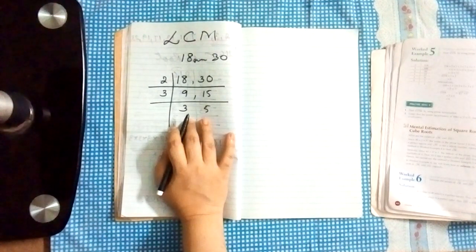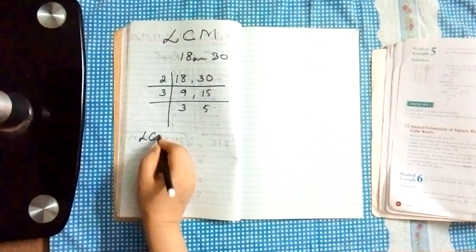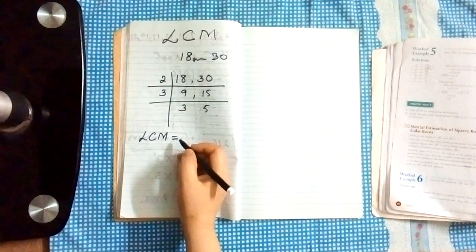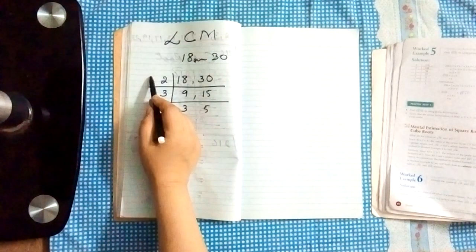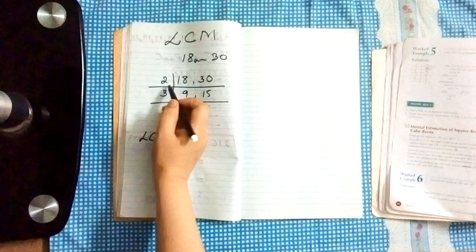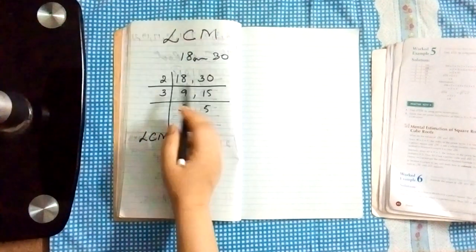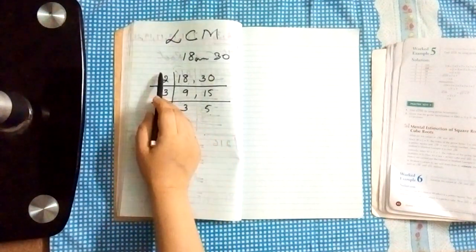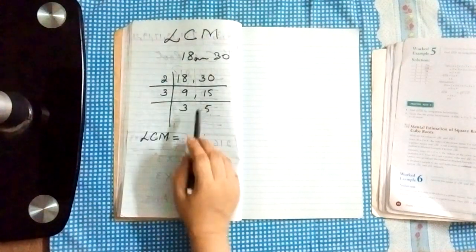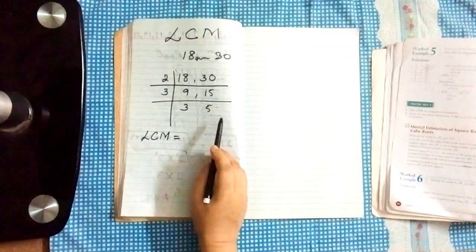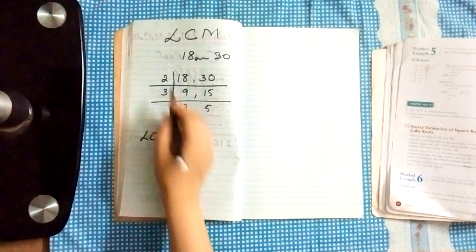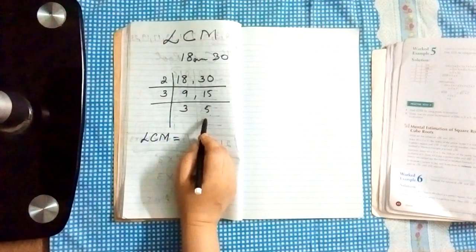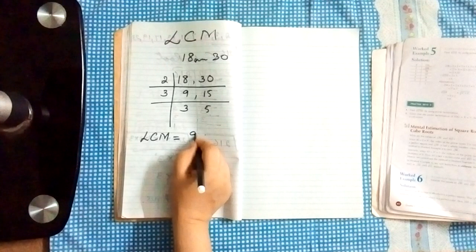Now finding the LCM, what you are going to do is LCM is equal to lowest common multiple. So this is 2 and 3, 2 into 3 into 3 into 5. We are going to multiply the common factors, and we are going to multiply the uncommon factors. So lowest common multiple is equal to 2 multiplied by 3 is equal to 6. 6 threes are 18. 18 fives are 90.